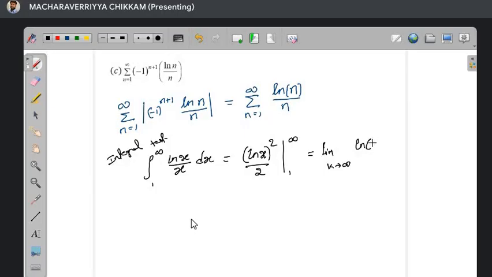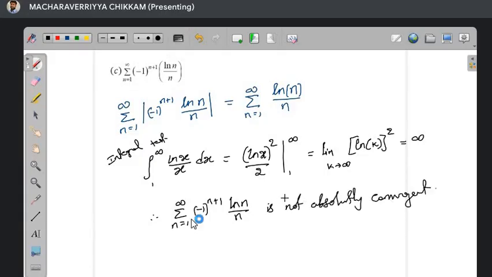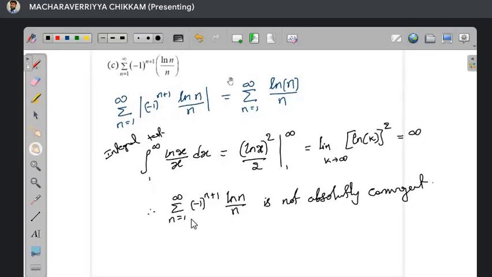So this is ln k minus, that's anyway 0. Therefore you get infinite. So this says that summation n equals 1 to infinity of (-1)^(n+1) ln n over n is not absolutely convergent. Why? Because using the integral test you can see that this is divergent. The corresponding absolute series is divergent.